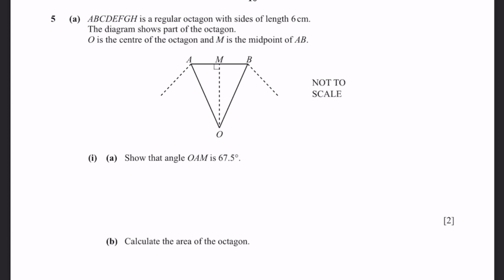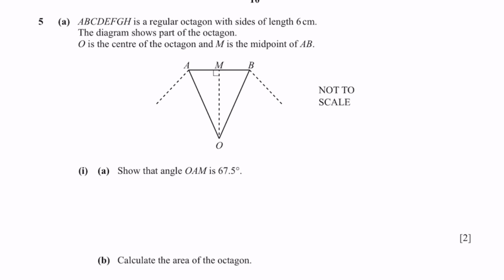Question 5. A. ABCDEFGH is a regular octagon with sides of length 6 centimeters. The diagram shows part of the octagon. O is the center and M is the midpoint of AB. 1a. Show that the angle OAM is 67.5 degrees.